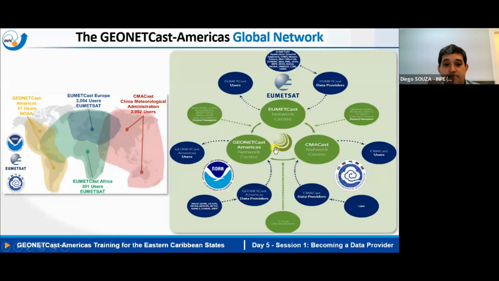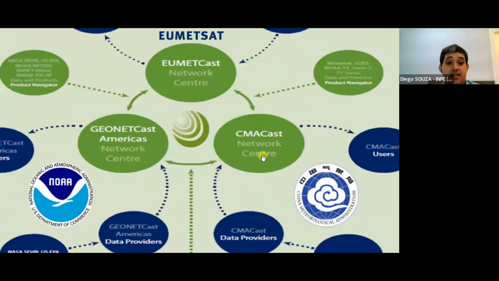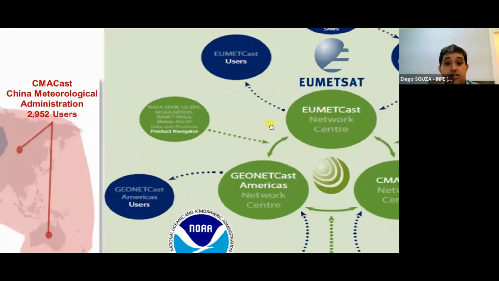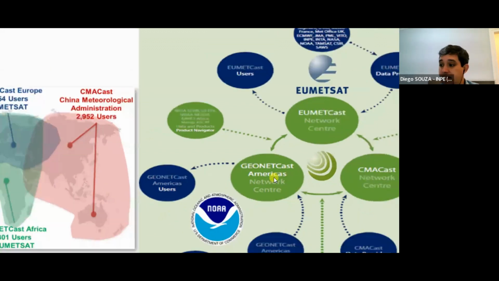And these systems may exchange data among themselves, right? As we have seen, EUMETSAT is one of the data providers for GeoNetcast Americas. EUMETSAT uploads part of the data that is also available in EUMETCast to GeoNetcast America. So this is a global network, okay?